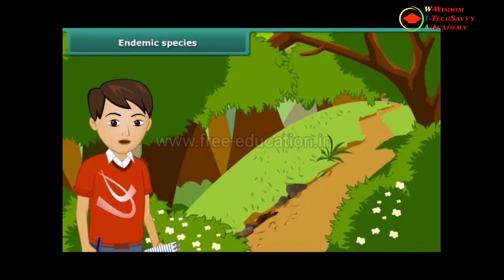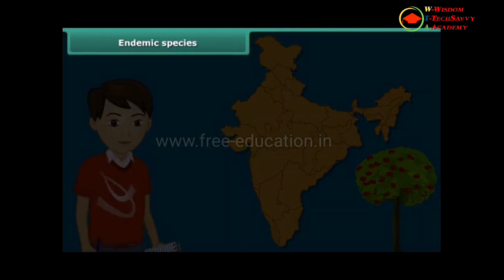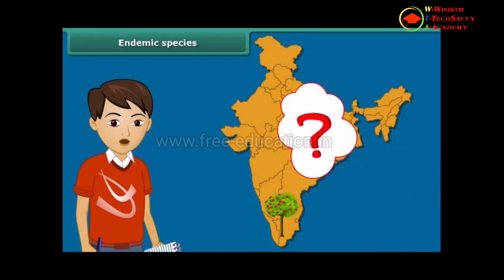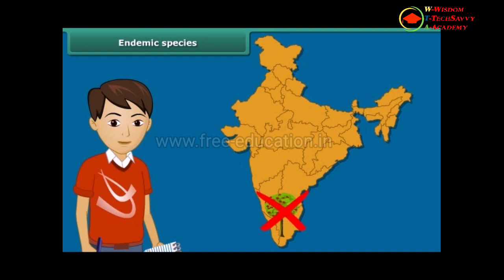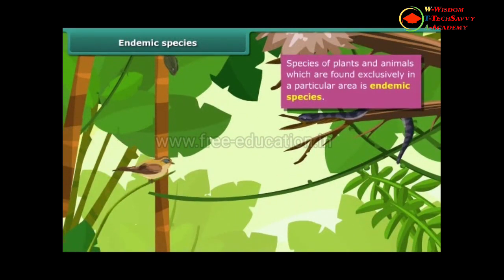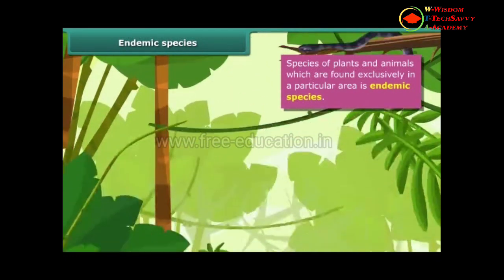Now let us learn about the endemic species. For you to know, a species is a group of populations which are capable of interbreeding. Members of a species have common characteristics. Let me ask you a simple question. Do you find an apple tree growing in South India? No. Apple trees are usually found in the northern parts of India. Thus, species of plants and animals which are found exclusively in a particular area are called endemic species. They are not found anywhere else.